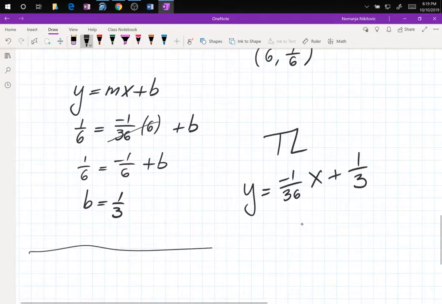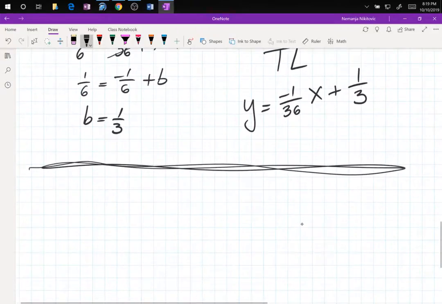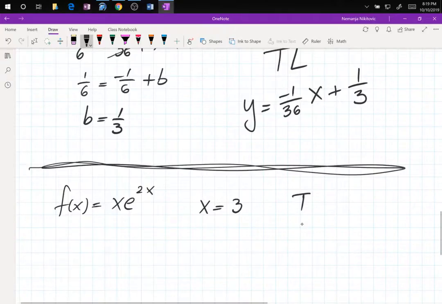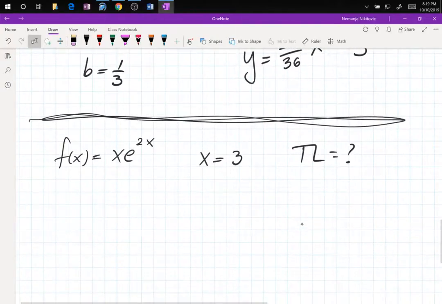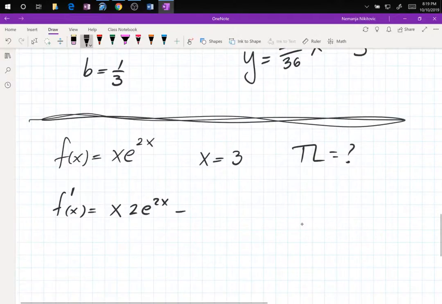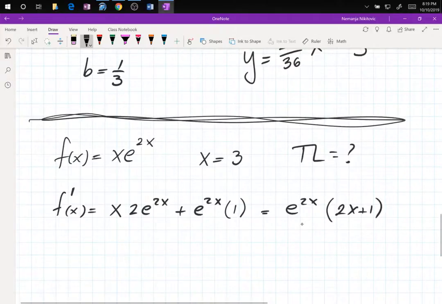So let's have a problem that has, let's say, product rule. Say your function f of x is given as xe to the 2x, and you want to compute the slope at x equals 3. So looking for the tangent line. Okay, now I have the product rule. So we have to copy the first, take derivative of the second, plus copy the second, and then take derivative of the first. You simplify by kicking e to the 2x outside, getting 2x plus 1 in parentheses.